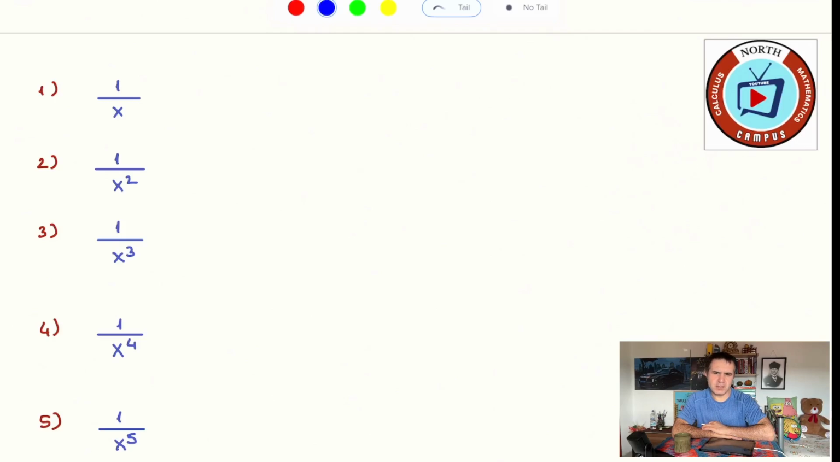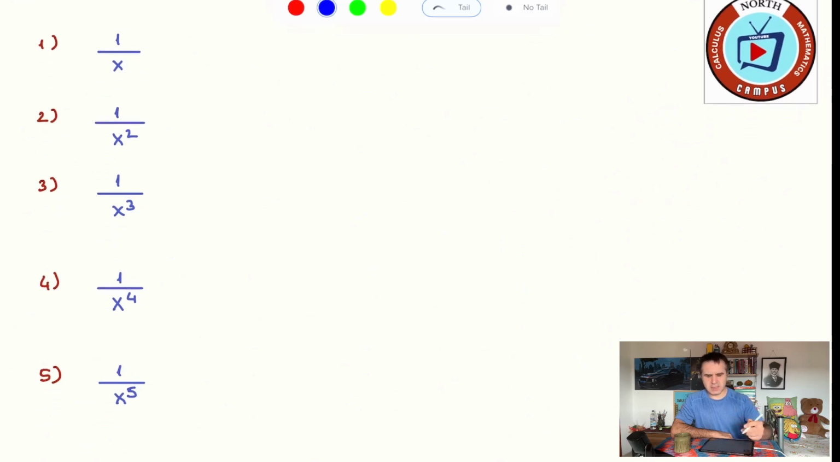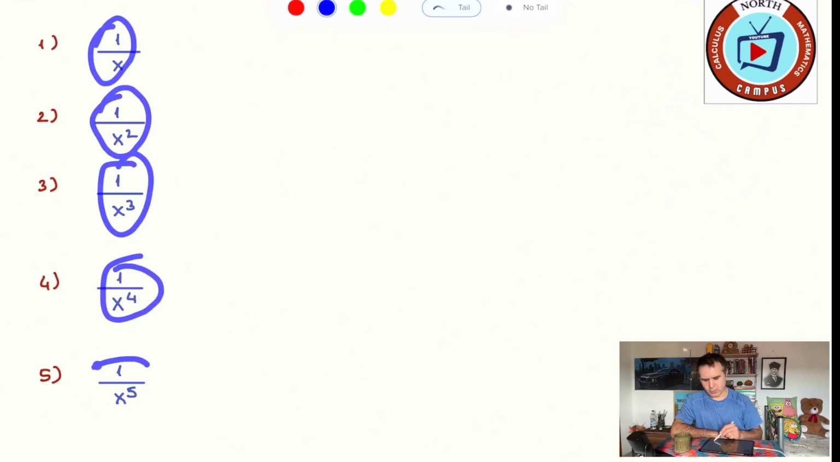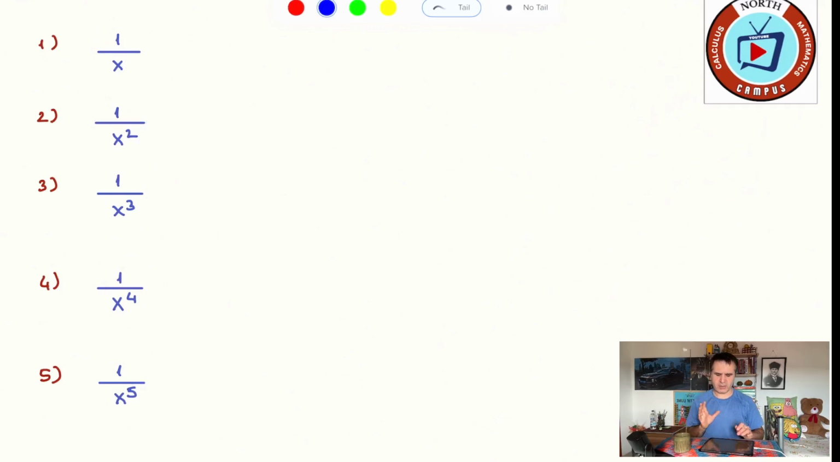In this series we explore limits, derivatives and integrals step by step, like a dictionary of rules. Each lesson of this series focuses on a group of related functions. And in this lesson we will see how to differentiate some reciprocal functions: 1 over x, 1 over x squared, 1 over x cubed, 1 over x to the 4 and 1 over x to the 5.